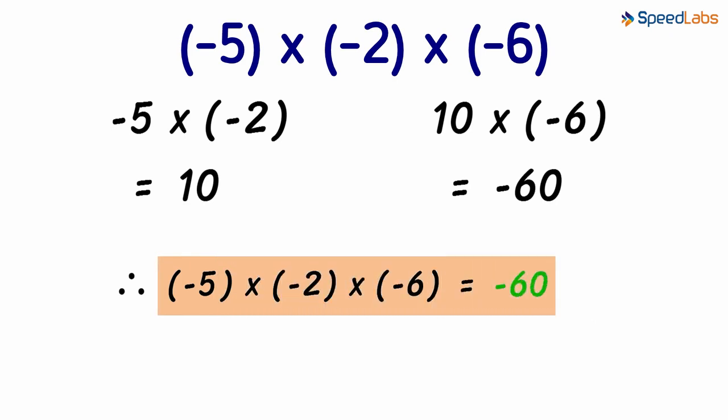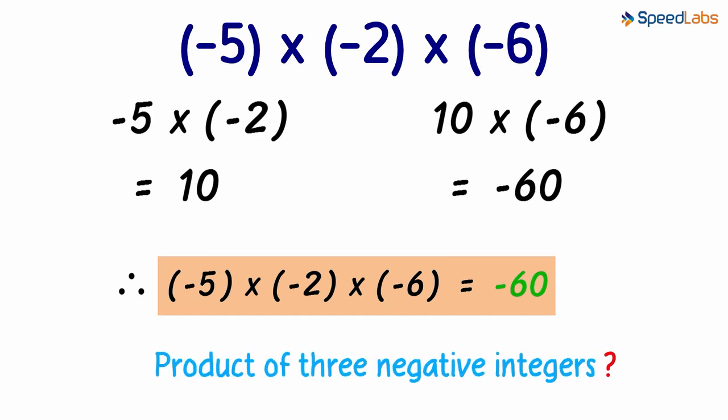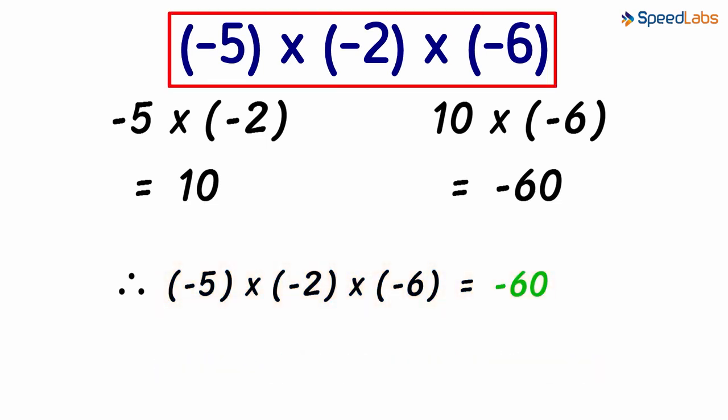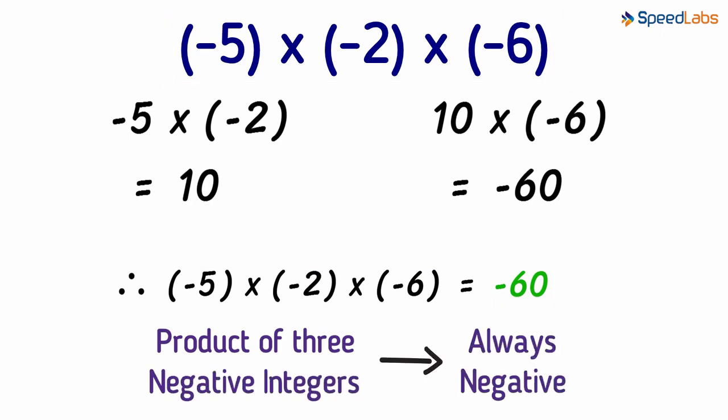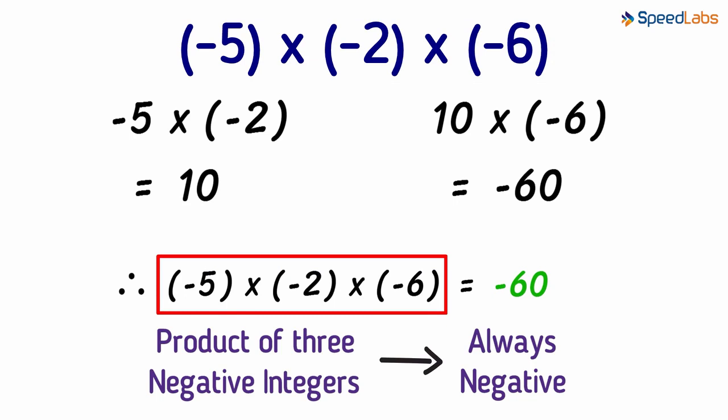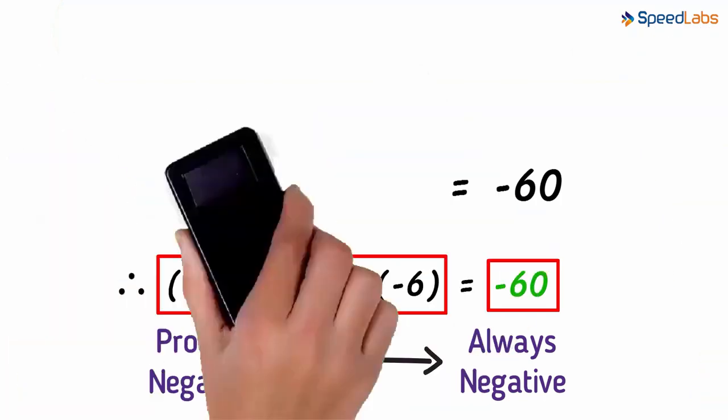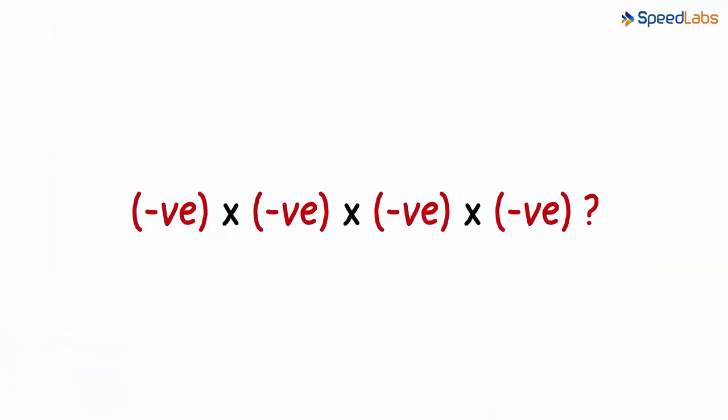So what can we say about the product of three negative integers? Based on the example, we can say that the product of three negative integers is negative. It means that if we multiply three negative integers, then we will get a negative product. Now let me ask you a question. What about the product of four negative integers?